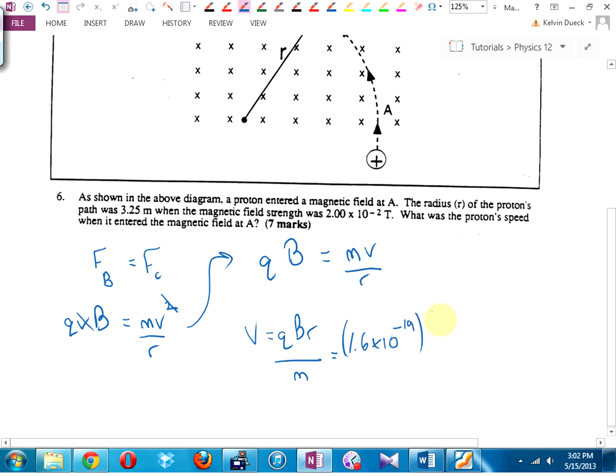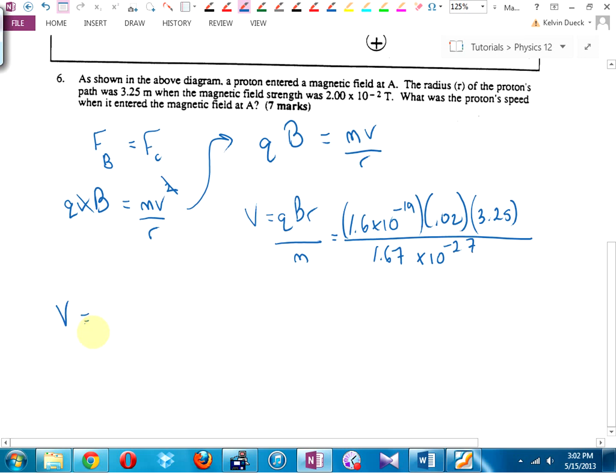Magnetic field, 0.02. That's what 2 times 10 to the negative 2 teslas is. Yes, that's on your formula sheet, that 1.6 times 10 to the negative 19. Radius, they said, was 3.25 meters. And the mass of a proton, 1.67 times 10 to the negative 27. Like I said, I have these memorized by the end of the year, and then I forget them over the summer, every year.